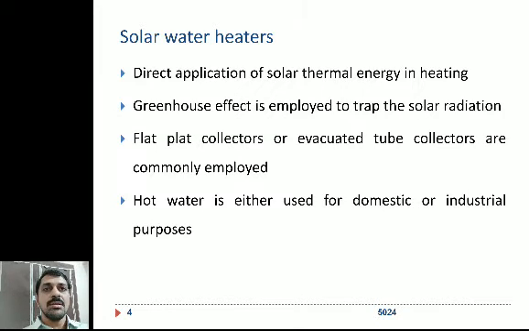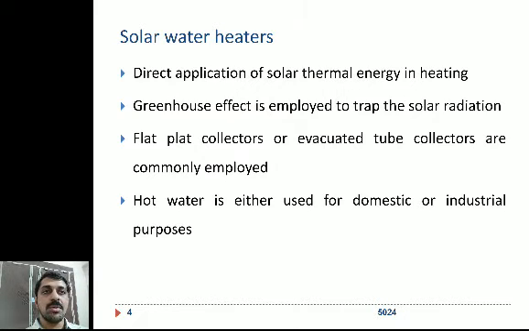Direct application of solar thermal energy in heating. Directly the thermal component of the solar radiation is used, that is, for heating. It is not converted to some other forms. Directly that heat or thermal component of solar energy is used in heating water. Water is not converted to vapor, but the maximum temperature will be limited to 100 degrees Celsius.